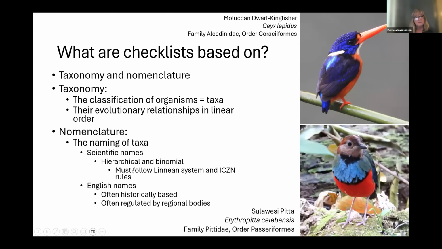And then organisms, at least birds, also have English names. Not every organism has an English name. Many species of birds have hundreds of English names, but one that is generally accepted by at least each checklist. And now we're working on standardizing them even more.